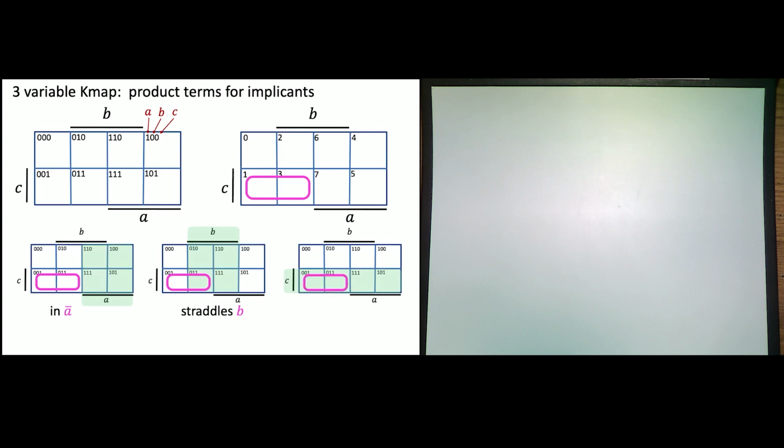What about C? Okay, so it's in C. So our product term then is A bar C. Okay? So that's how you get the product term.